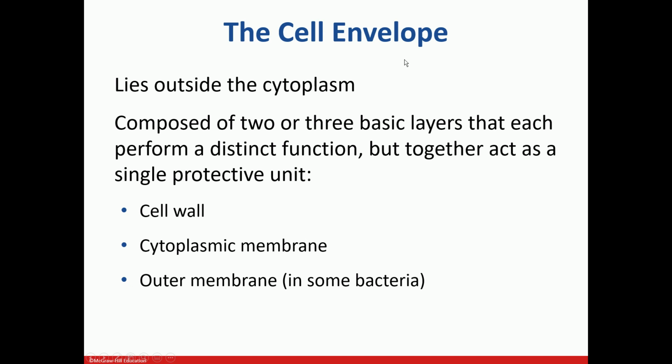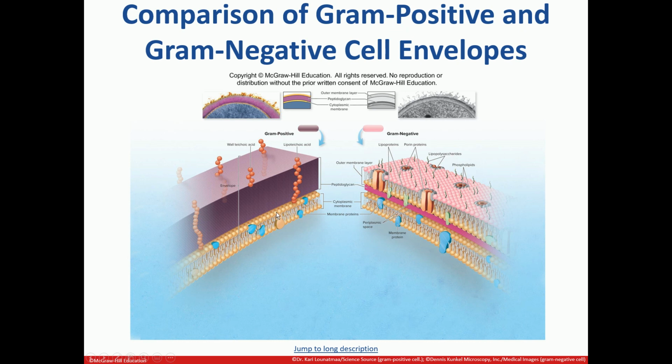Then the cell envelope. It lies outside the cytoplasm, so what is considered under the cell envelope? The cell envelope is composed of two to three basic layers, which include your cell wall, cytoplasmic membrane, and the outer membrane. So all these three things make the cell envelope. You can see that there is a difference between gram positive and gram negative bacteria.